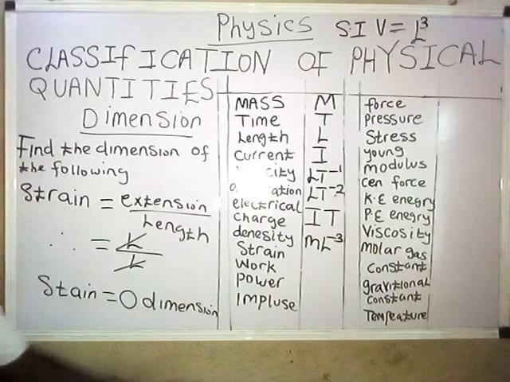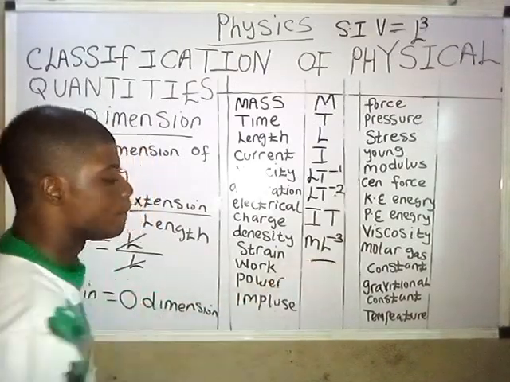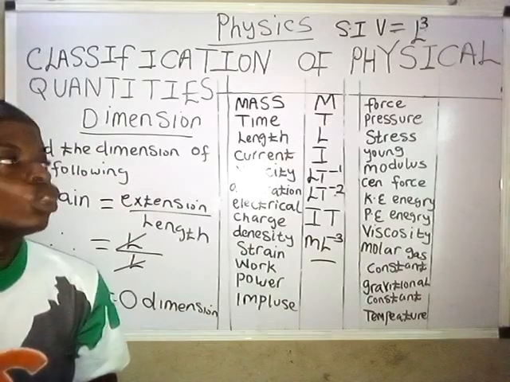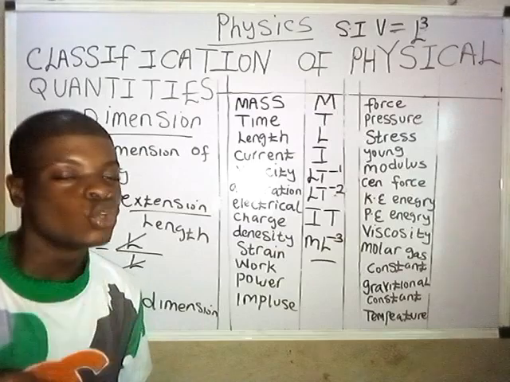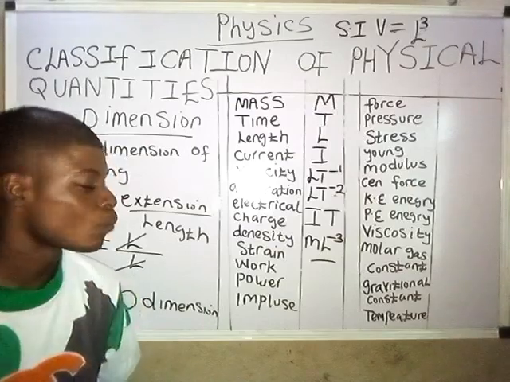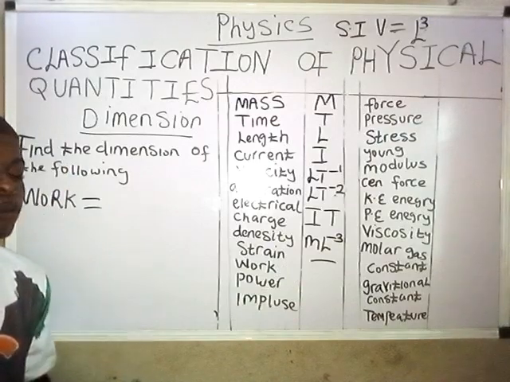So strain doesn't have a dimension. When we are given a question to solve for the dimension of strain, it has no dimension. So let's look for the dimension of work. First of all, we have to know the formula.